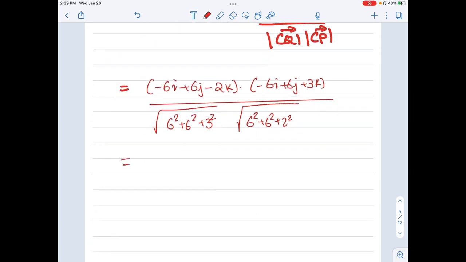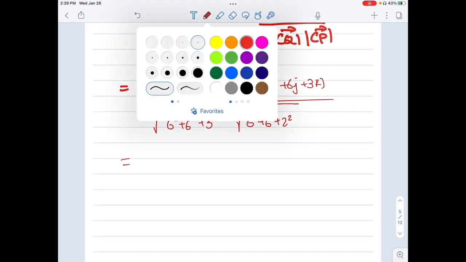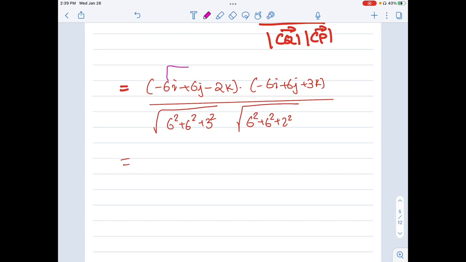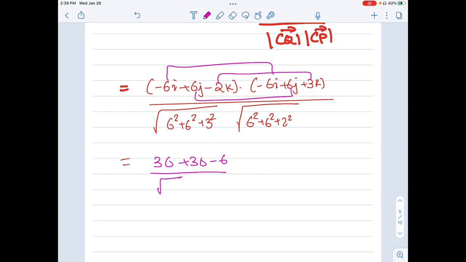So that becomes, I have to multiply. Minus 6 times minus 6 is 36. 6 times 6 is again plus 36. And minus 2 times 3 is minus 6, divided by square root of 36 plus 36, 72, 72 plus 9 is 81, and 36 plus 36 is 72, 72 plus 4 is 76.